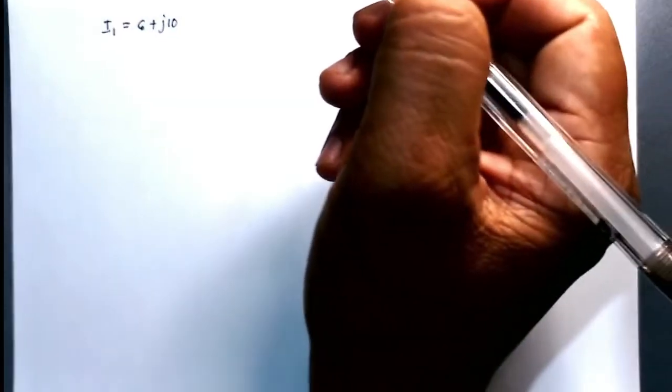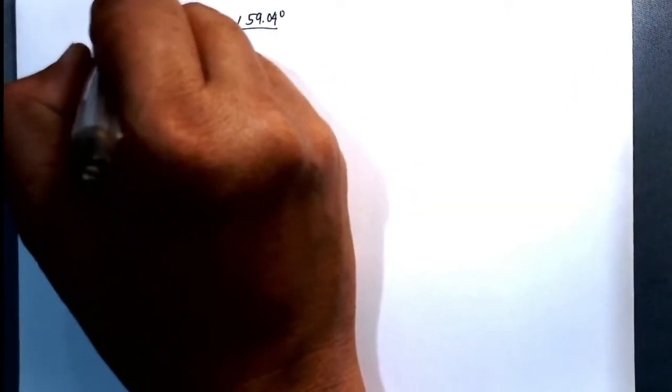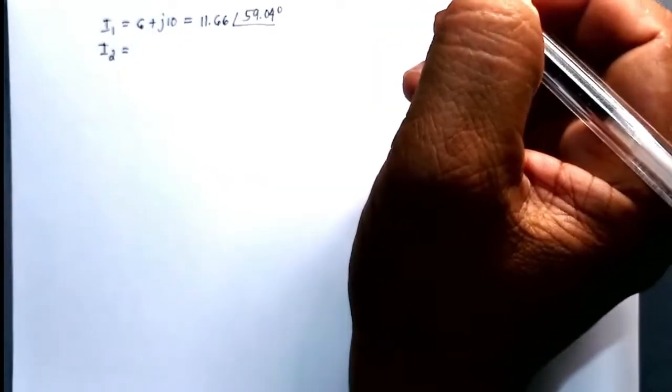I sub 1, I'll put 6 plus j10. Let us transform this rectangular form to polar form. That will give us 11.66 cis of 59.04 degree.